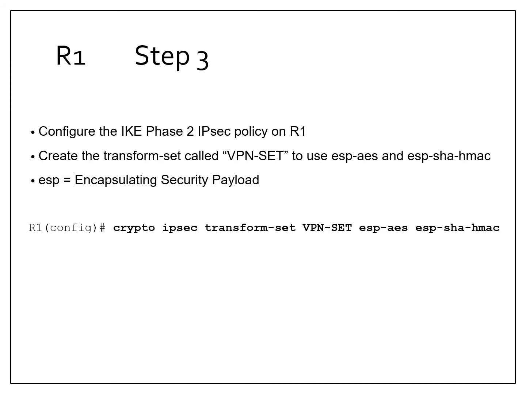So in step 3 on router 1, we're going to configure the IKE phase 2 IPsec policy. We're going to create a transform set, and we'll call this VPN-set. We're going to use Encapsulating Security Payload. So for encryption, we're going to use the Advanced Encryption Standard, or AES. And for integrity, we're going to use the Secure Hash Algorithm, SHA-HMAC. So we say crypto ipsec transform-set. We're going to use the name VPN-set, then esp-aes, then esp-sha-hmac.